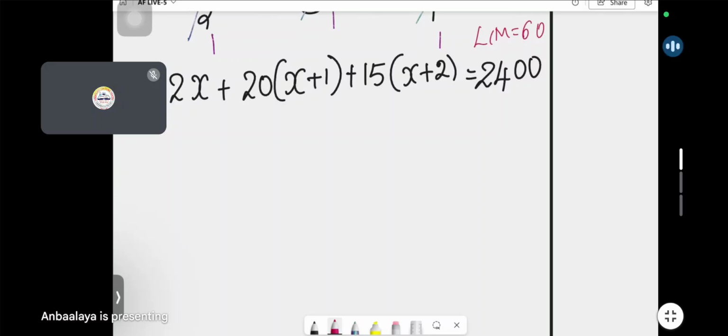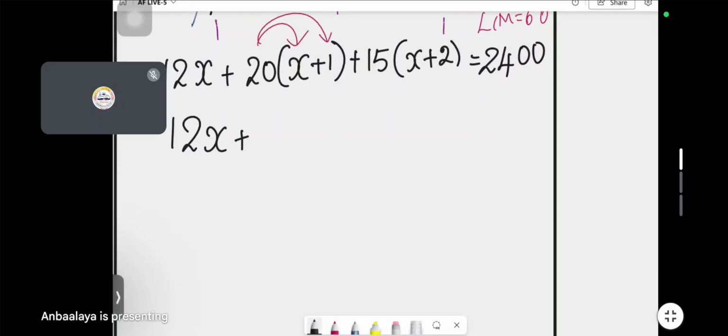So don't write it. 20x plus 20. 20x plus 20. Multiplying again. Ma'am, you didn't put x. 20x plus 20, ma'am. Yeah. Thank you. 20x plus 20. Thank you, dear.